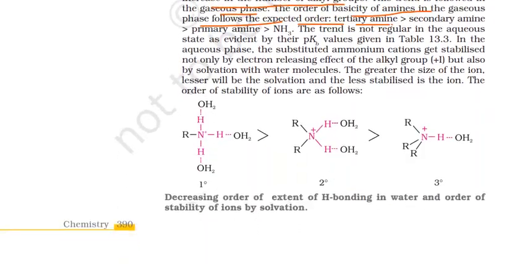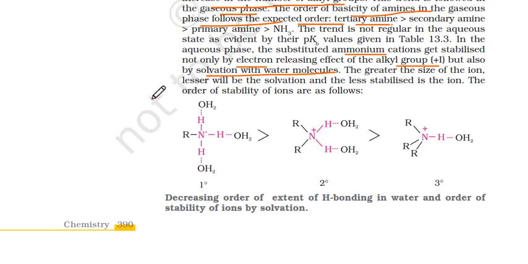pKb values of the solutions, they're not going to depict the same. In the aqueous phase, the substituted ammonium cations get stabilized not only by electron releasing effect of the alkyl group, but also by solvation with water molecules. So whenever you take the aqueous state, what happens to the Kb values? They increase rapidly because solvation will also be a factor that is to be considered now.